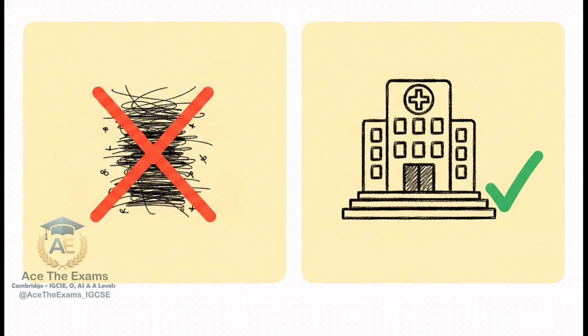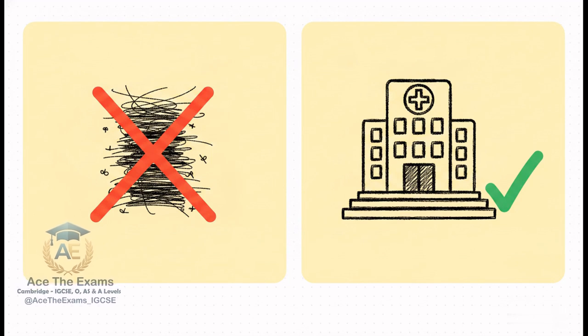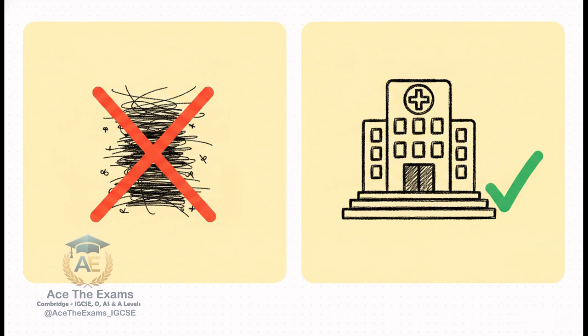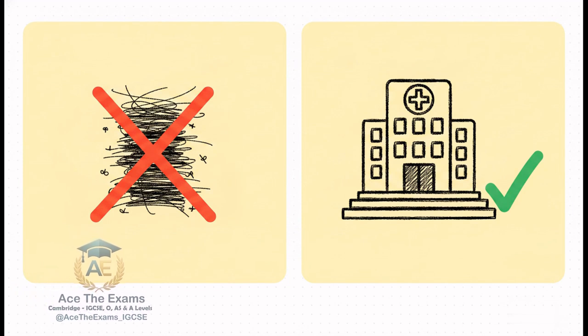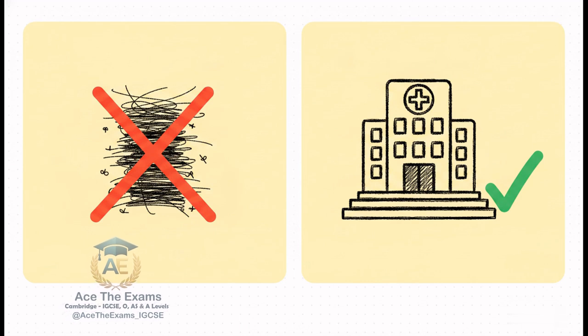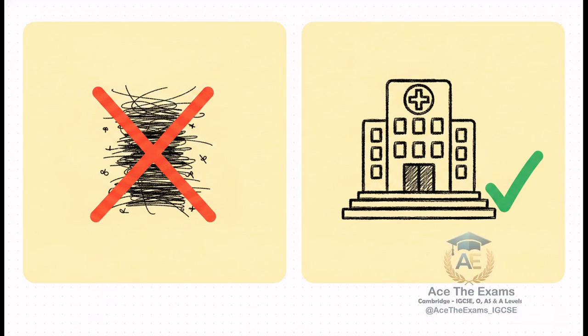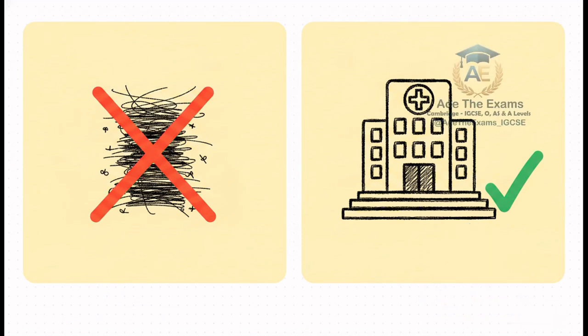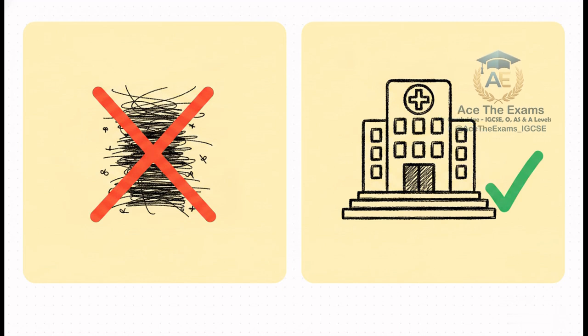Now, this brings us to a massive revelation about how Cambridge actually grades these papers. The assessment framework heavily, and I mean heavily, prioritizes deep, logical, structured reasoning over a superficial spread of facts. You can't just throw everything at the wall and hope it sticks. This is where we introduce the ultimate weapon, the PEEL framework. PEEL: Point, Evidence, Explanation, Link.